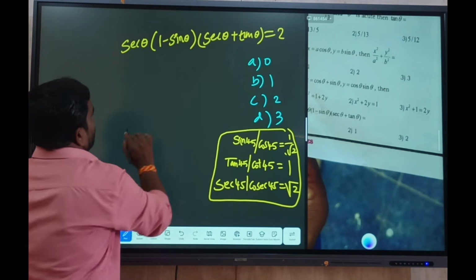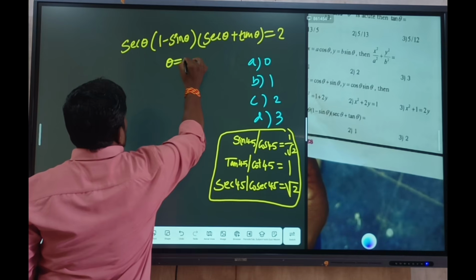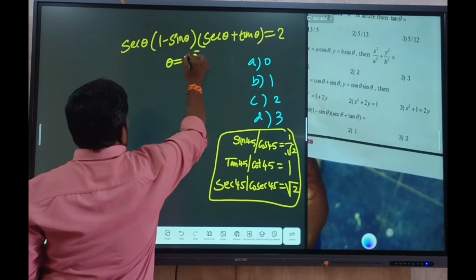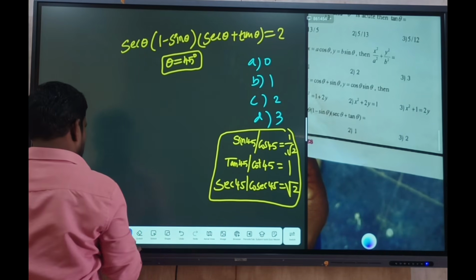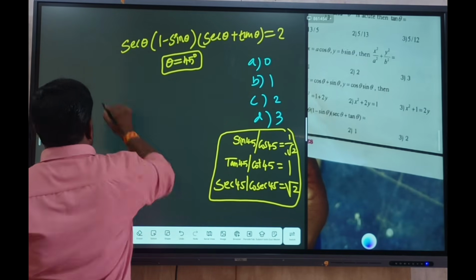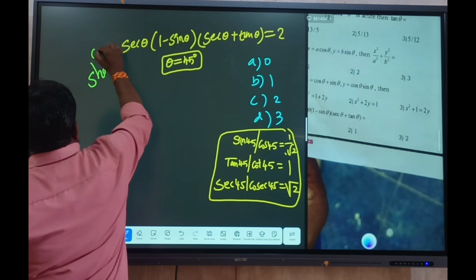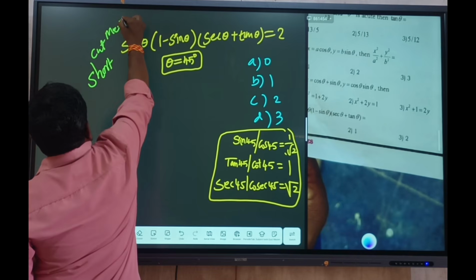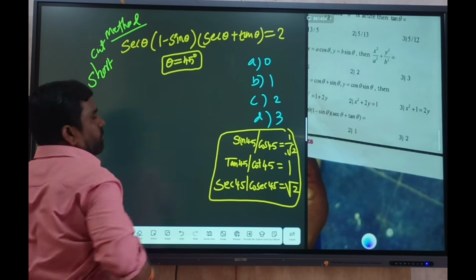So here I am taking theta is equal to 45. Now I am using the smart method, substituting theta is equal to 45. It is a shortcut method, and the shortcut method is very important.